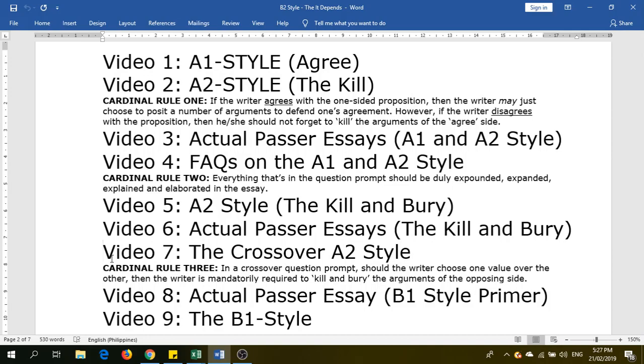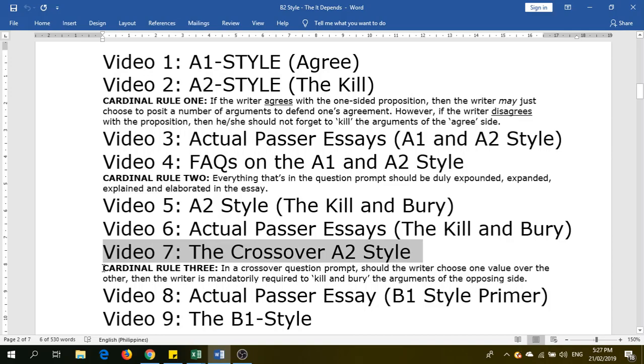Therefore, the reason why we call it a crossover is that there is a certain point in the essay where the writer will need to cross over to the other side of the issue, thereby raising the level of complexity. So crossover essays are indeed tough. So for example, would you like to do the A2 style for the crossover essay?